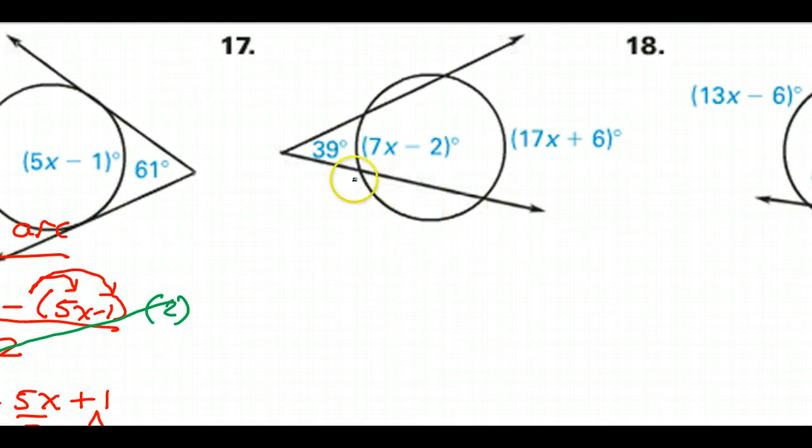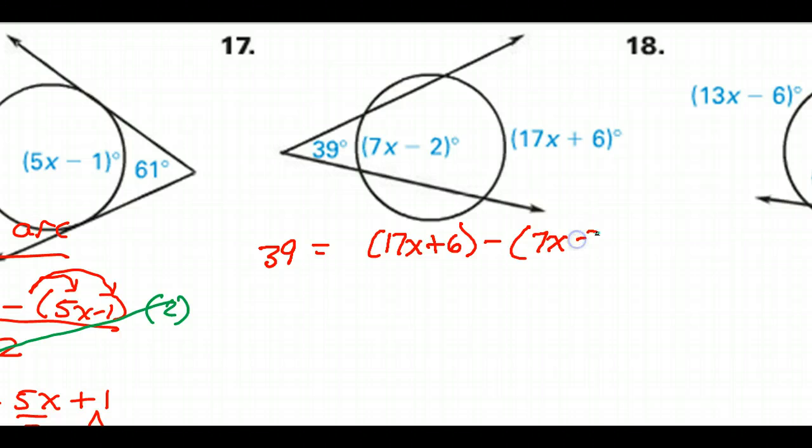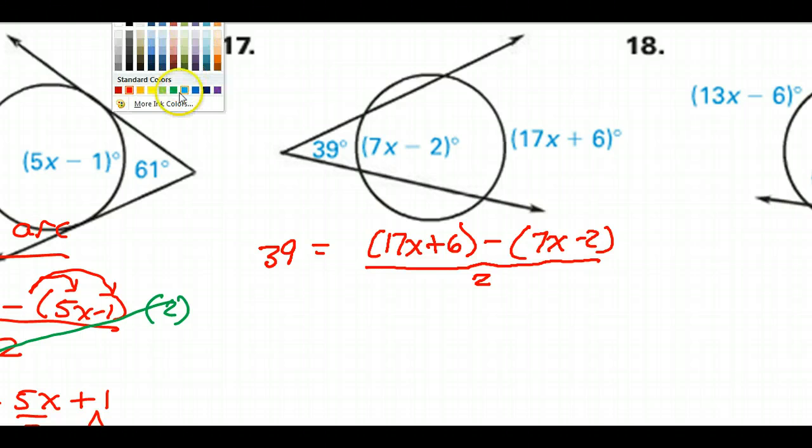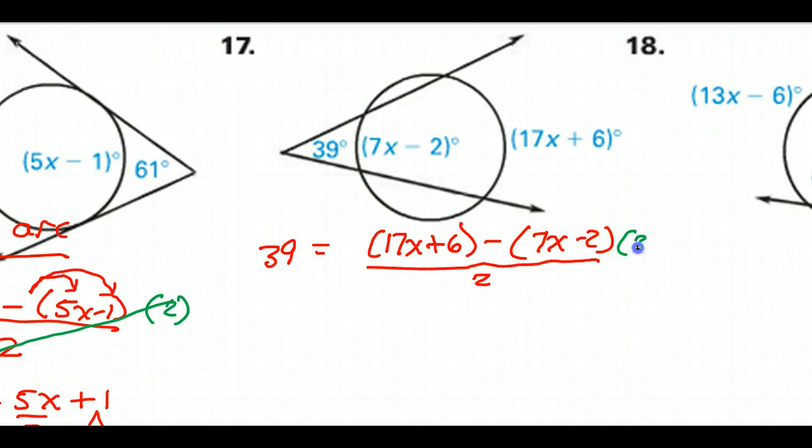Alright, 3 more problems. Well, this one's basically the same thing. Angle equals arc minus arc divided by 2. So this will really be the same thing. So this will be 39 is equal to 17x plus 6 minus 7x minus 2 divided by 2, just like last time. Just like last time, let's multiply both sides by 2.